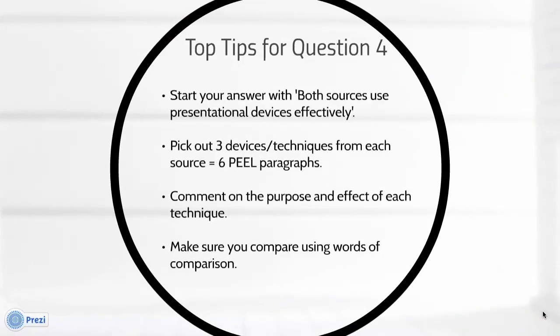So my top tips for question 4 on the AQA GCSE English and English language papers are to start your answer with the phrase both sources use presentational devices effectively. Pick out 3 devices from each source, okay? It's easier if you do a double bubble and see which ones use the same techniques, and then write 6 PEEL paragraphs. So you're doing 2 paragraphs for each technique. You need to comment on the purpose and effect of each technique, and you need to make sure that you compare using words of comparison.